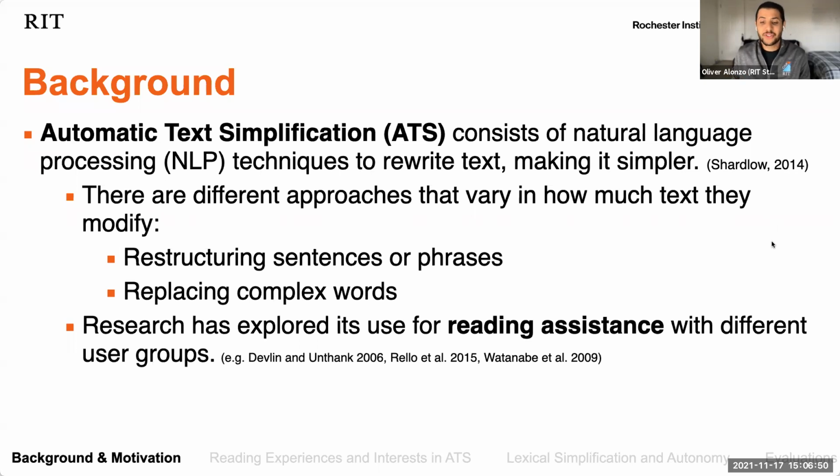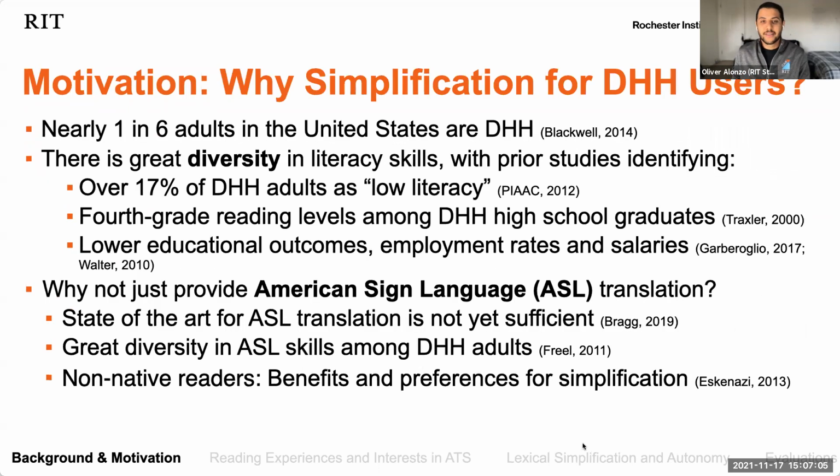Accessibility research has explored the use of automatic text simplification to provide reading assistance to different user groups, including people with dyslexia, people with aphasia, or people who are non-native speakers of a language. However, less research has focused on deaf and hard of hearing readers. In terms of motivation, why may simplification be explored for deaf and hard of hearing adults? One thing is that nearly 1 in 6 adults in the United States are deaf or hard of hearing. So it is a big subset of the population.